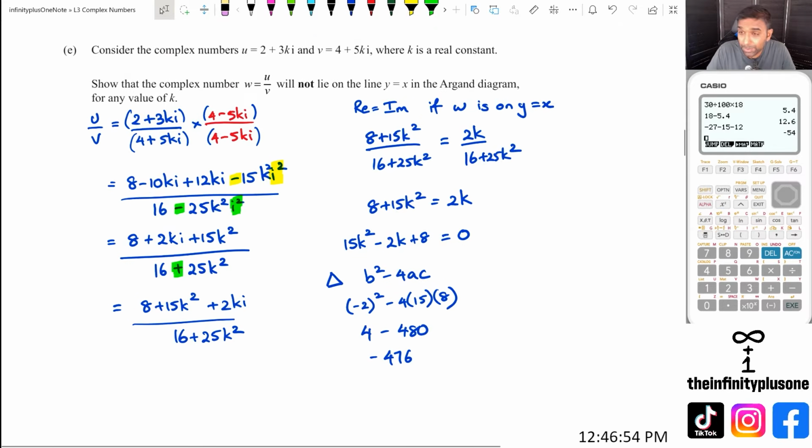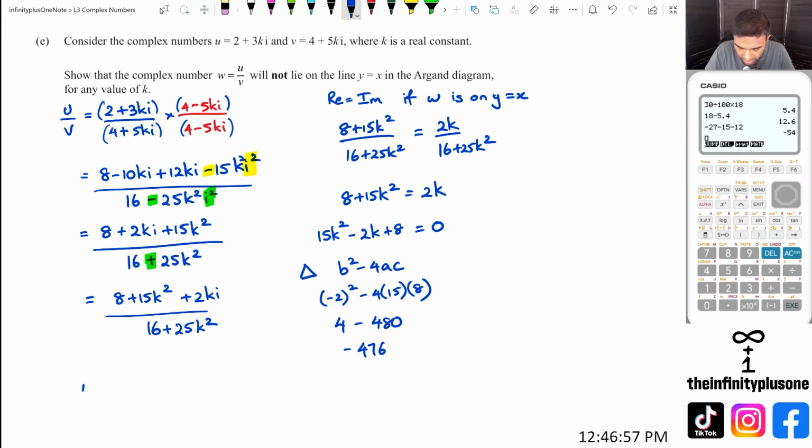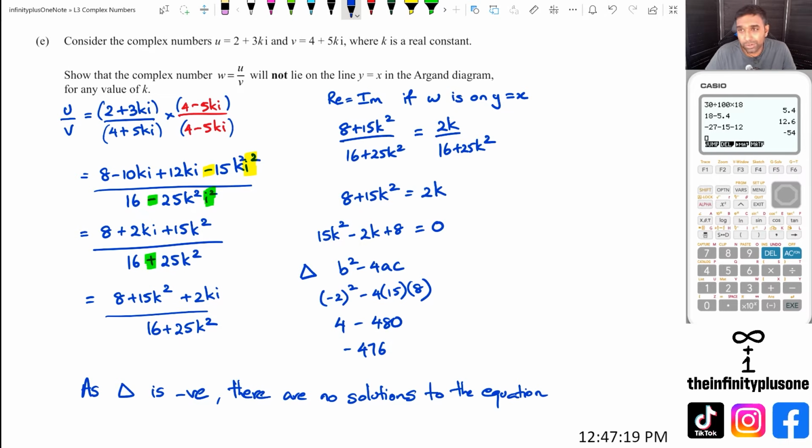And that's because of the discriminant being negative. So we're just going to say, as the discriminant is negative, there are no solutions. There are no solutions for k. And because there are no solutions, therefore we can say, since there are no values for k, w will not lie on the line y equals x.